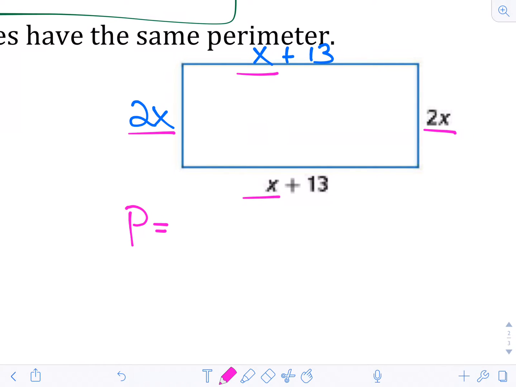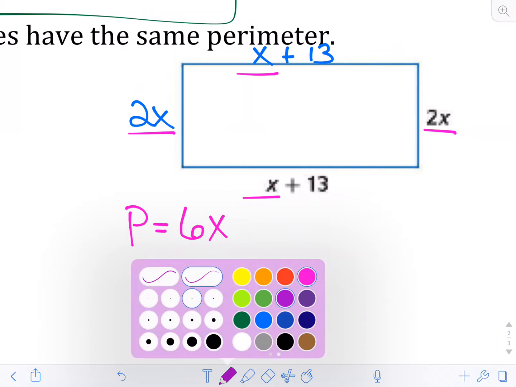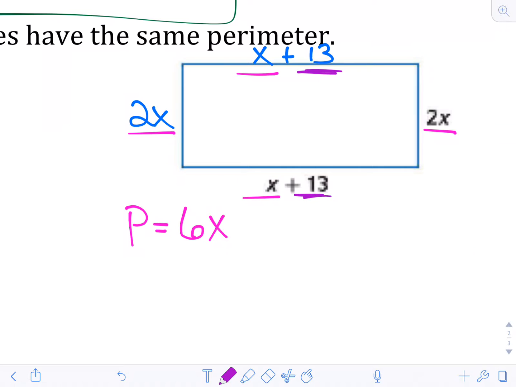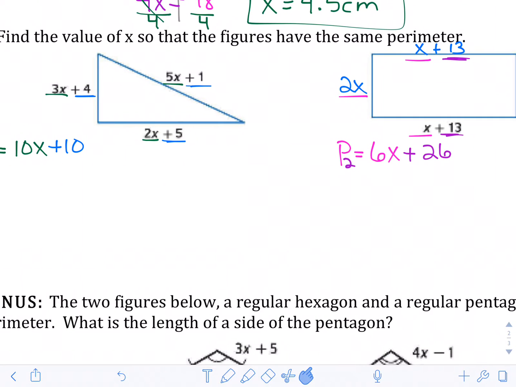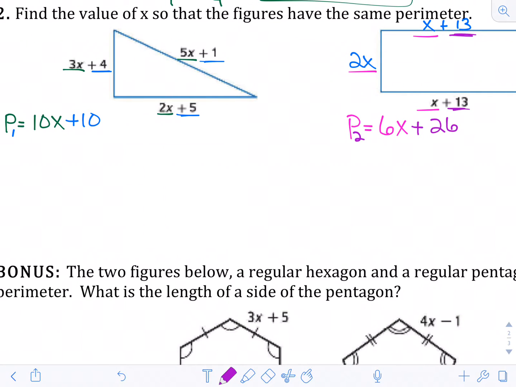So 2 plus 1 is 3, 3 plus 2 is 5, 5 plus 1 is 6. And then I'm going to add up my constants, which is just 13 and 13, and that will give me 26. And here's perimeter number 2. So what I need to do is find the value of x so they have the same. So if they have the same, what that tells me is that perimeter 1 is equal to perimeter 2.